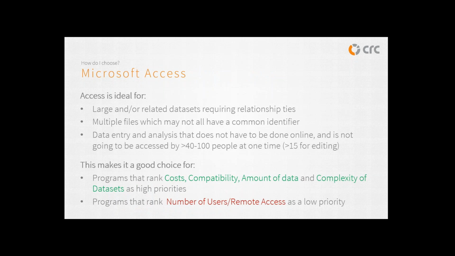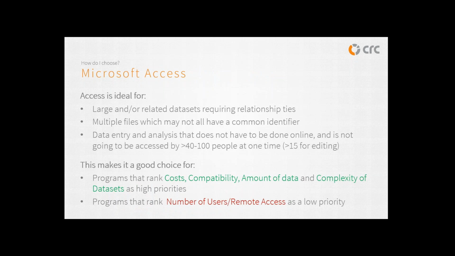And the last one we're going to look at is Microsoft Access. So Access is ideal for large and/or related data sets requiring relationship ties, which I'll show you what that looks like. Multiple files which may not have a common identifier across them, and data entry or analysis that does not have to be done online and is going to be accessed by less than 40 to 100 people at a time, or less than 15 for editing.